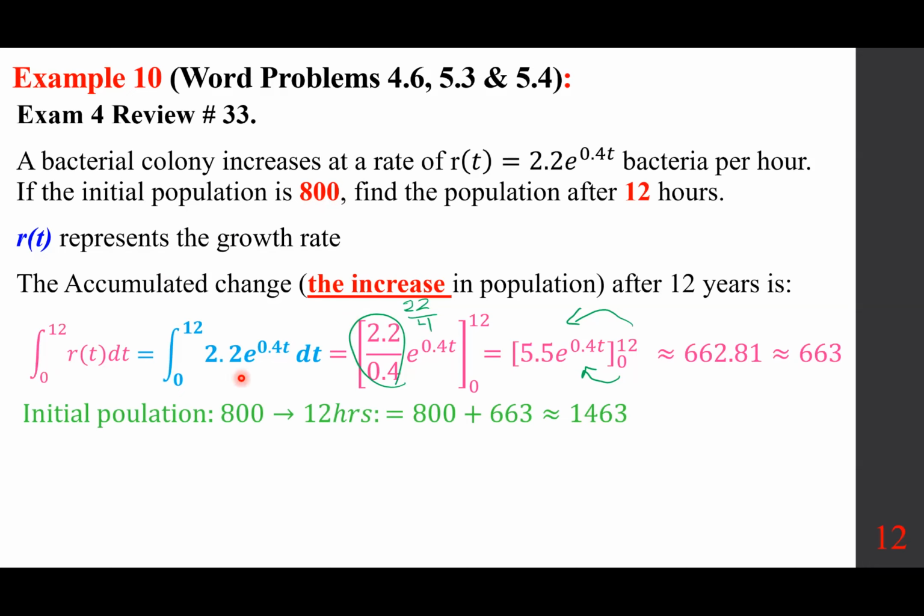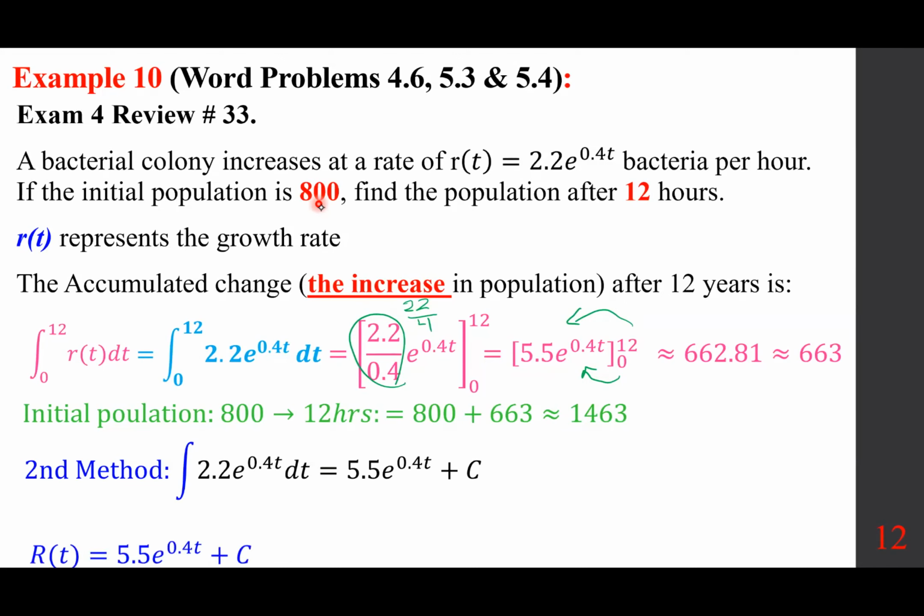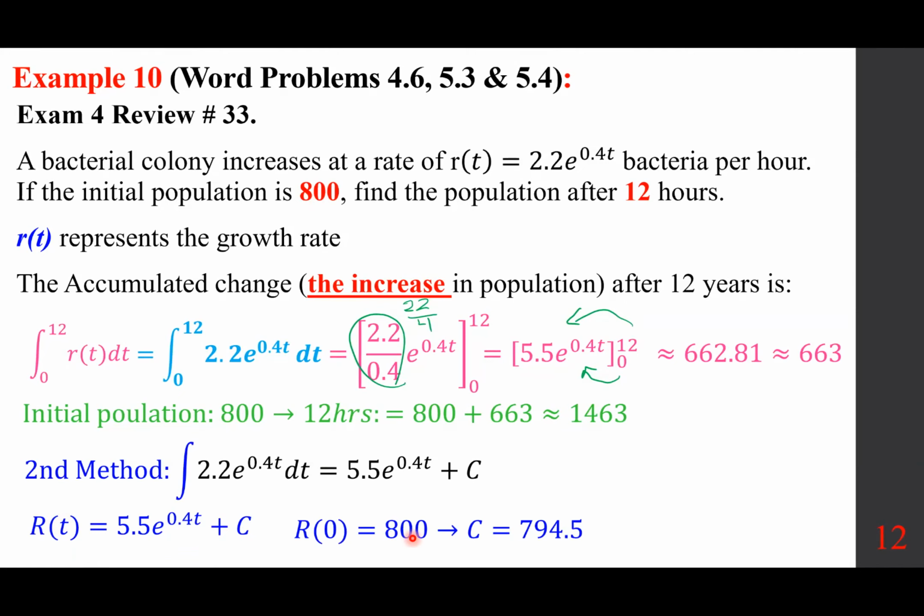we find it in general, which is this plus a constant. So again, remember from 0 to 12, we came here, and those are the limits. So the integral of that in general would be this plus a constant, and the initial population is 800. That means capital R of 0 is 800.